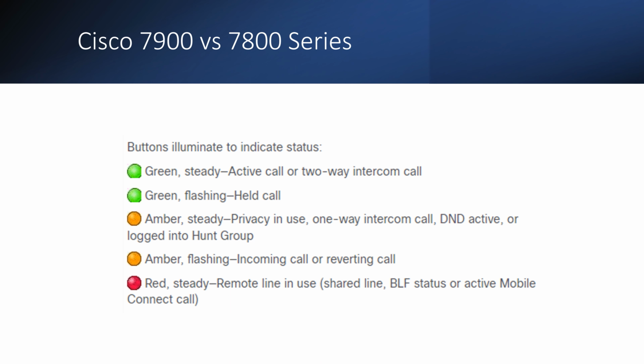These lights will be clear if there are no incoming or active calls on that line. Steady green when you are on a call. Flashing green if the call is on hold. Flashing amber if there is an incoming call. Or solid red if the line is a shared line and another person is actively on a call using that line.